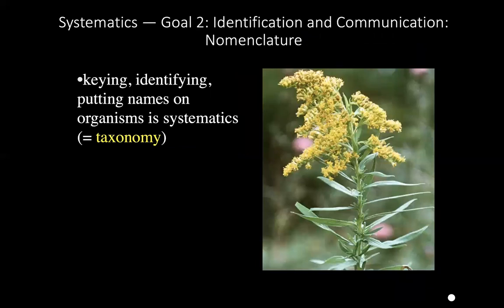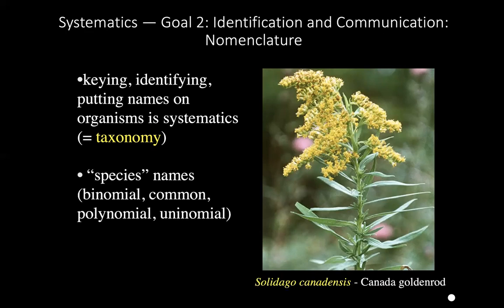Okay. So then once we have discovered things, we want to be able to produce keys, like the flora of Colorado, be able to identify and put names on them. That's the process of taxonomy. We'll talk about this a ton more, but for now, of course, we start with the species name, the Latin binomial like Solidago canadensis. You all know this, genus plus specific epithet equals the species name. Common name in English would be the Canada goldenrod.